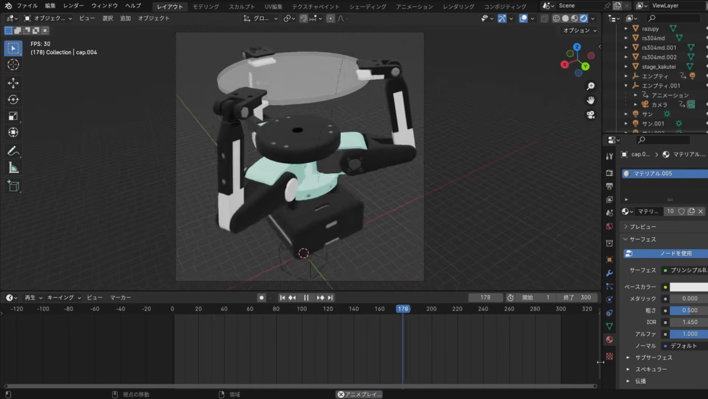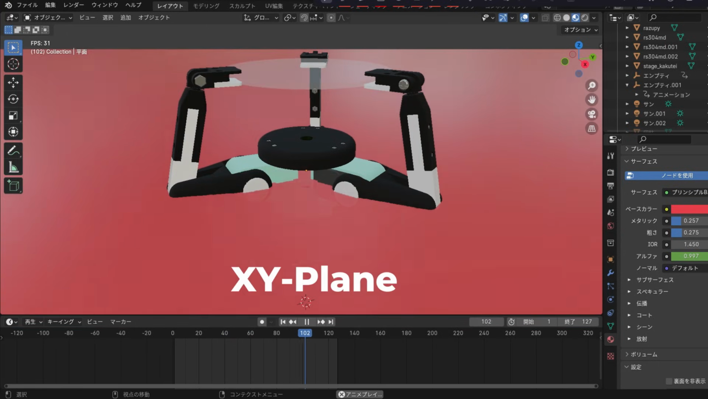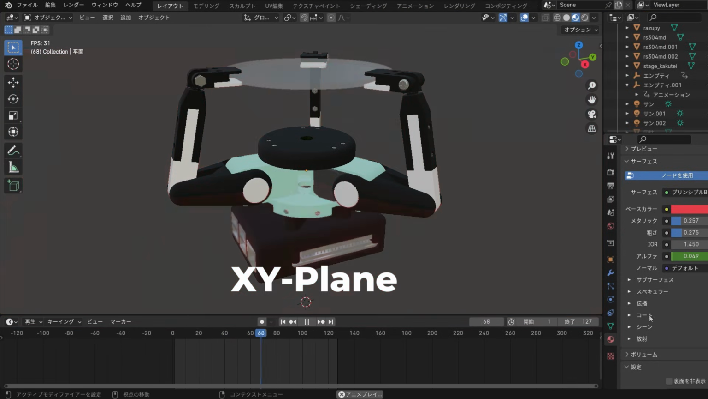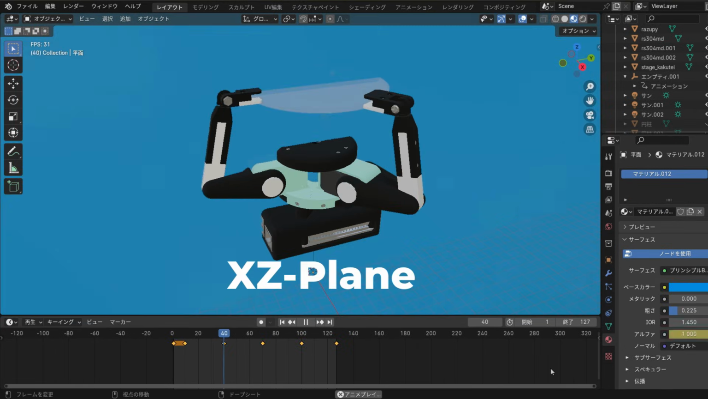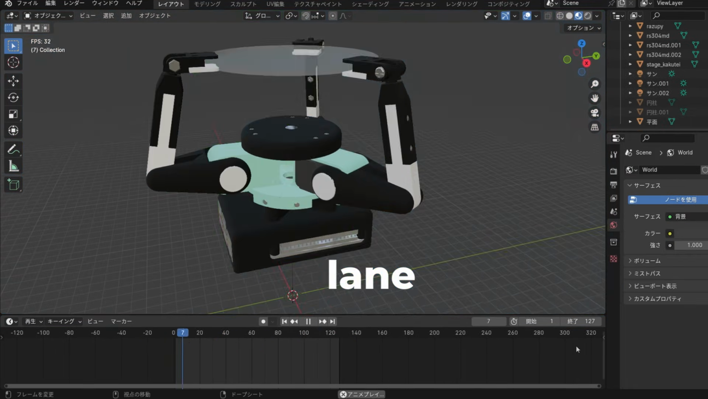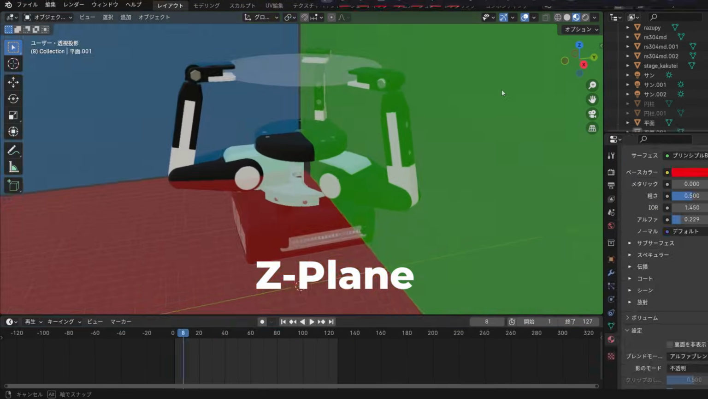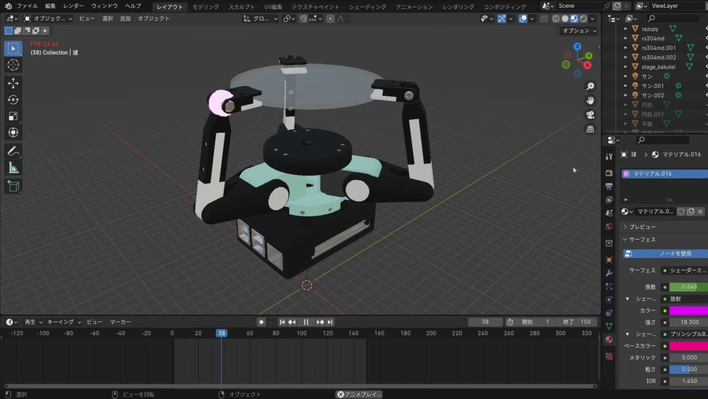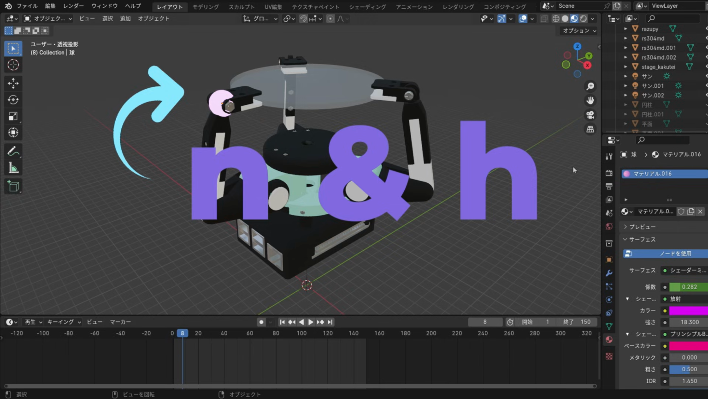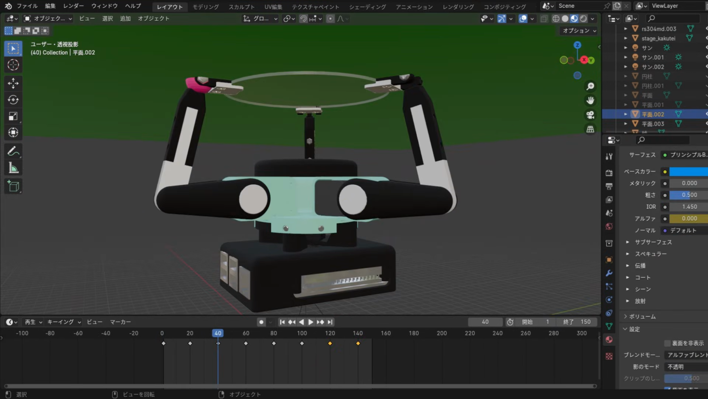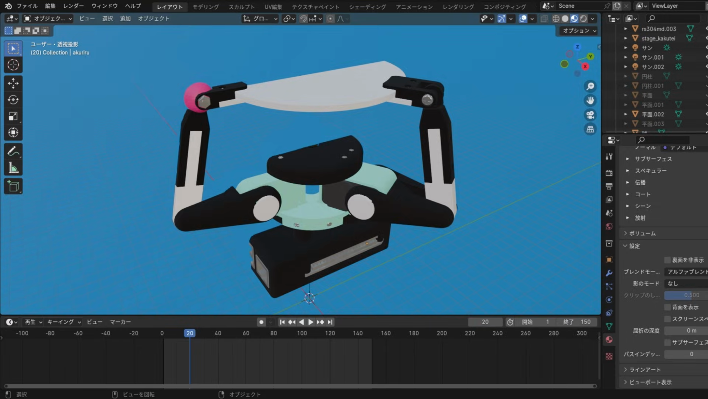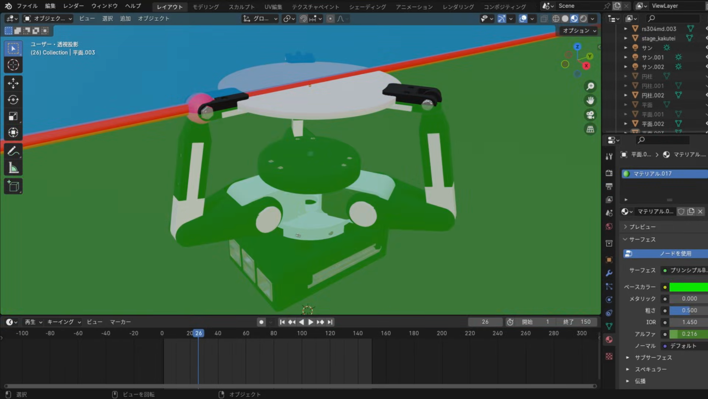Let's define the coordinate system as follows. The xy plane is taken at the same height as the rotational center axis of the motors. The yz plane is parallel to the motor in the front of the robot, and the xz plane is taken like this. We are now ready. First, let's consider how we can express the coordinates of the ball joint using n and h. This ball joint exists on the line of intersection between the platform plane and the yz plane. First, it would be a good idea to find the equation of this line.